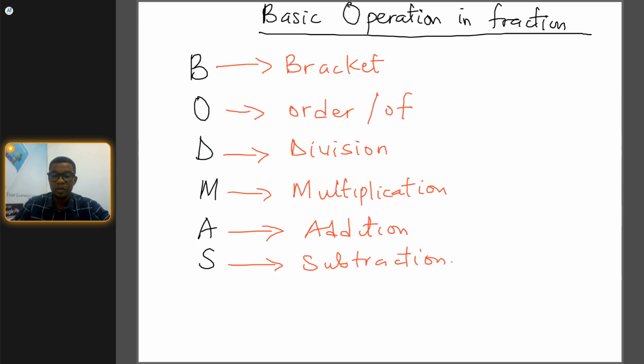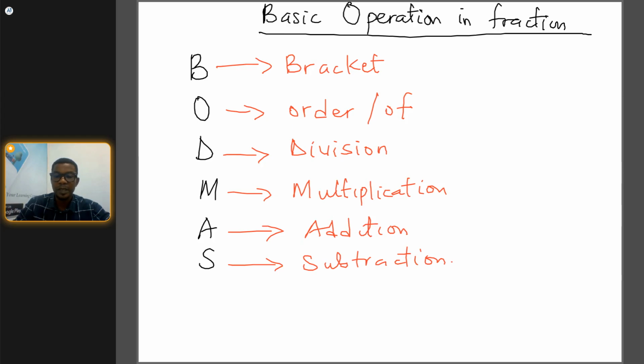Subtraction. So these are the rules we are going to be using while performing some operation in fraction. I believe we'll get this, the basic rules, which is the rule of BODMAS in fraction. If you get that, thumbs up. So we'll move on to the applications of this rule.